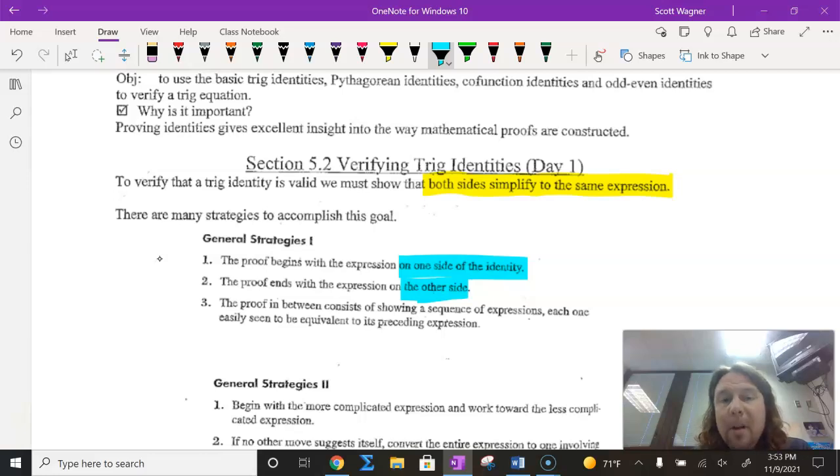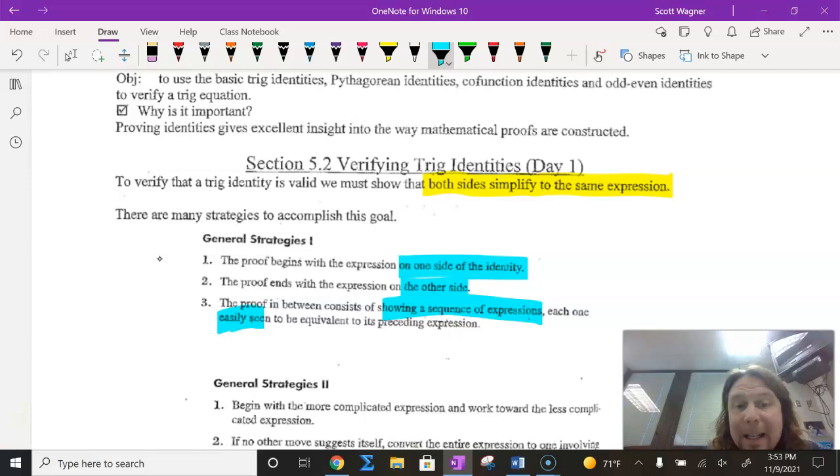And the proof in between consists of showing a sequence of expressions, each one easily seen to be equivalent to the one before. You can't just say, oh, I did all this work and the answer is 4 because it is. That's not easy. You've got to make sure it's easily expressed.